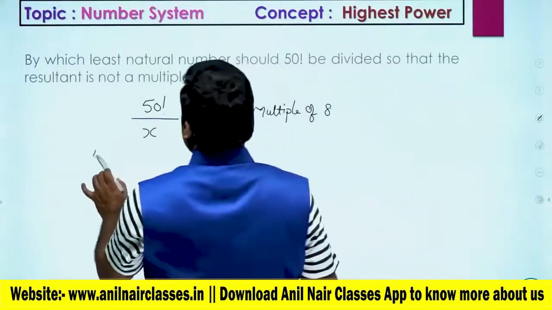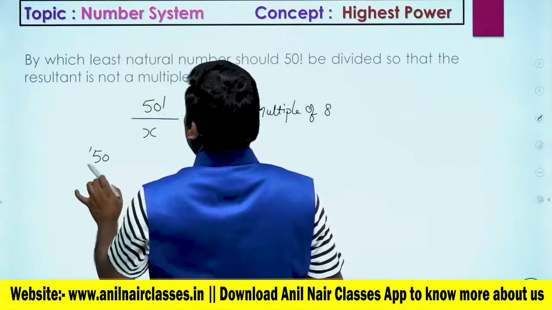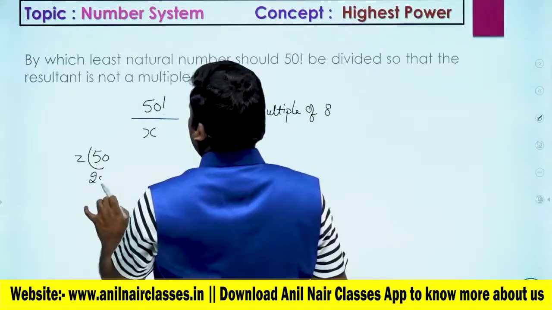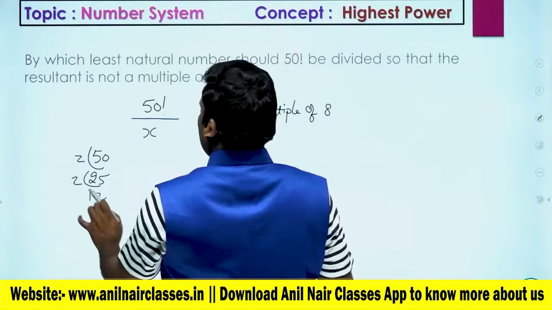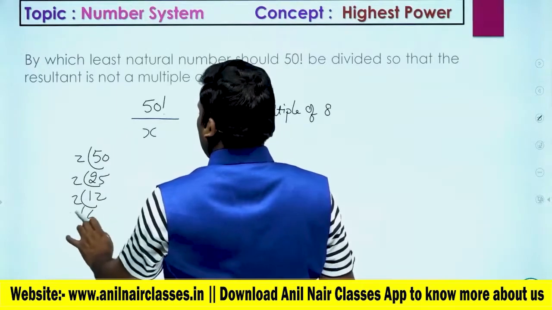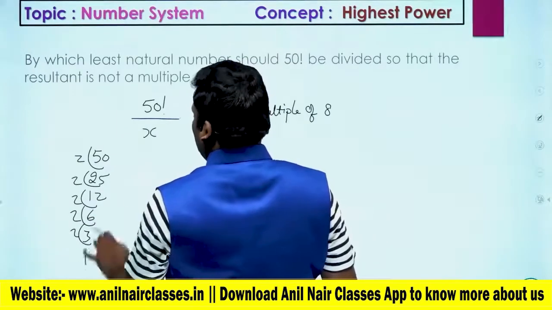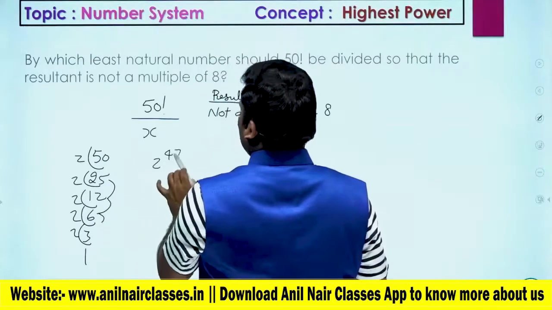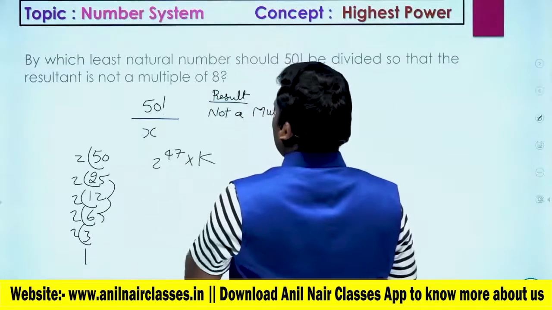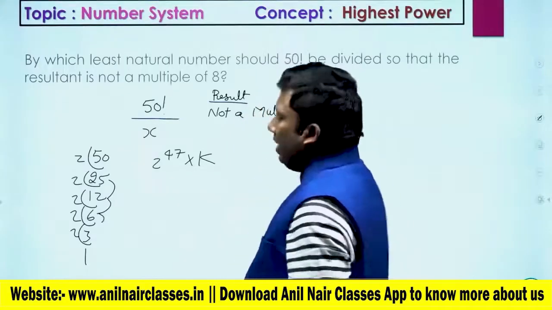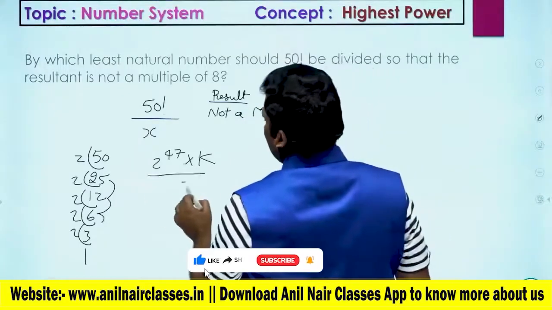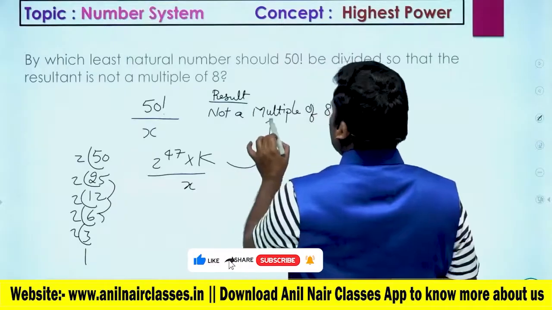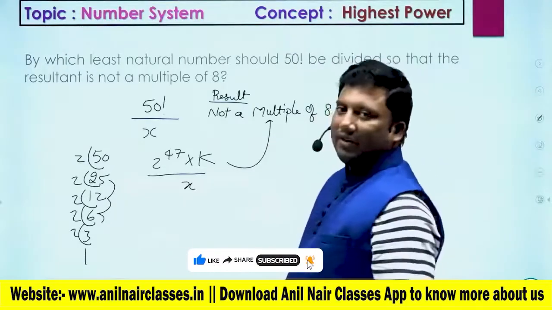So what we'll do is, we will attack only for 2. 25, 12, 6, 3 and 1. So these add up to 47. 2 power 47 into k, divided by x, such that the resultant is not a multiple of 8.